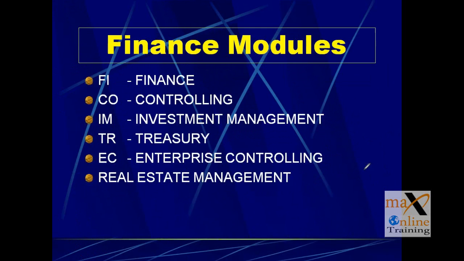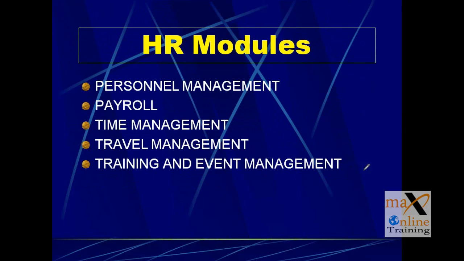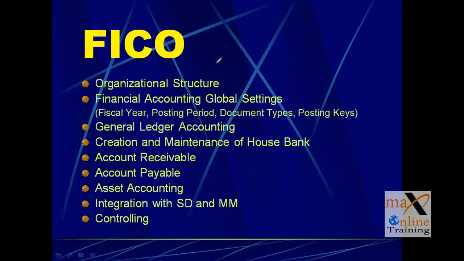Now we are learning FICO, and we'll see what topics we are going to cover here. First of all, we are going to prepare the organization structure of the company. Afterwards, we are going to maintain some global settings, which include the fiscal year, posting periods, document types, posting keys, chart of accounts, retained earnings, user tolerances and field status. So many things we are going to create. All this will come under basic settings, and you'll have around 18 to 20 steps here.